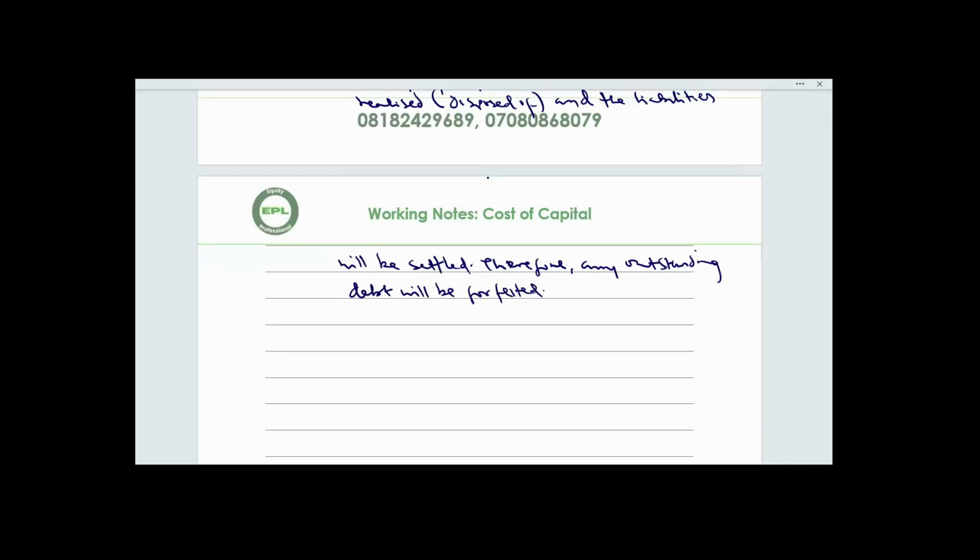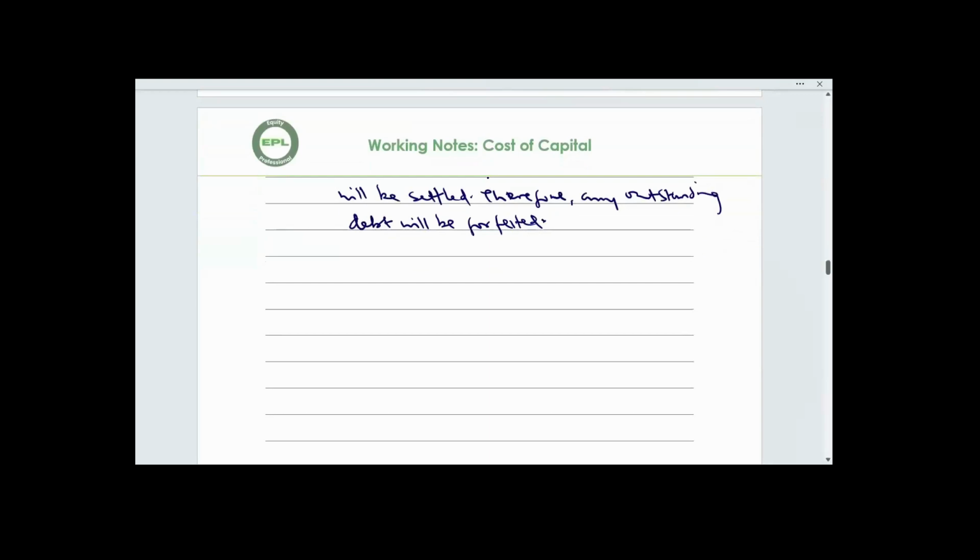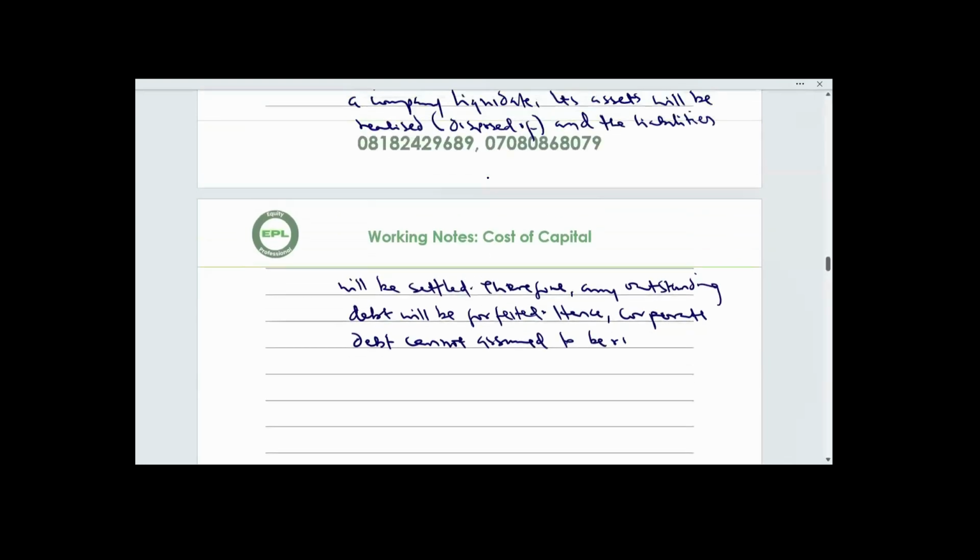You cannot realize it again because you have already sold all the assets. The proceeds, you use to settle the liabilities. So any outstanding debts will be forgone. It's going to be forfeited. Hence, corporate debt cannot be assumed to be risk-free.